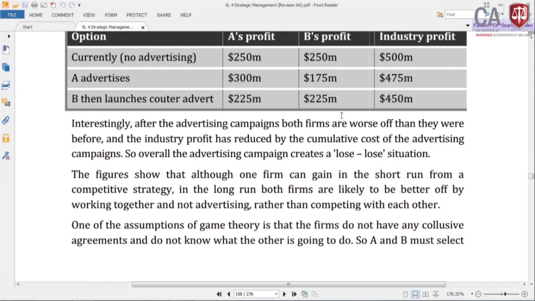The figures show that although one firm can gain in the short run from a competitive strategy, in the long run both firms are likely to be better off by working together and not advertising rather than competing with each other. In the short run one can get some advantage, but in the long run what is the best strategy? Not to advertise and keep the current situation as it is.